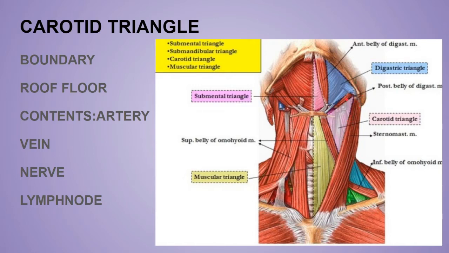Now the roof is formed by mainly three structures: the skin, superficial fascia, and the investing layer of deep fascia. In the superficial fascia we have the neck muscle known as the platysma muscle, the cervical branch of the facial nerve, and the transverse or the anterior cutaneous nerve of the neck. So the roof is formed by three main structures: skin, superficial fascia and deep fascia.